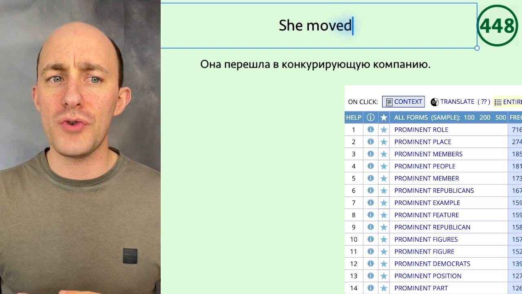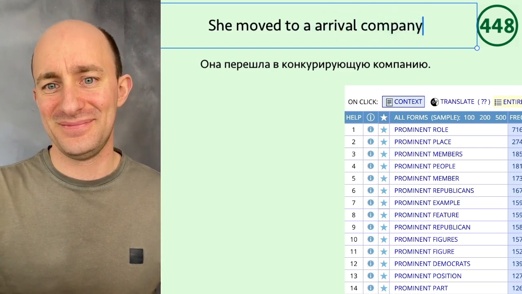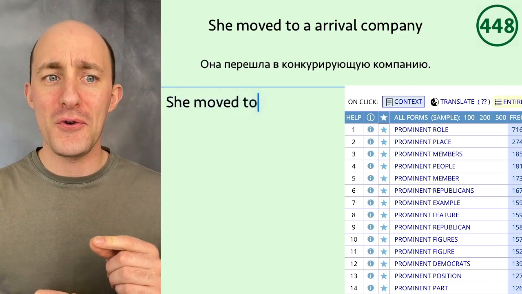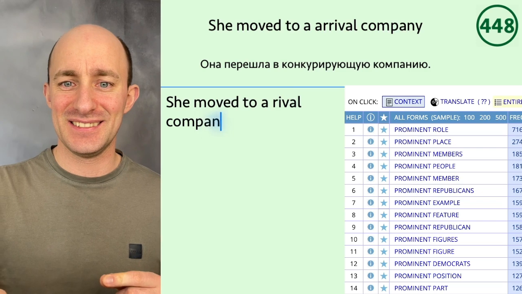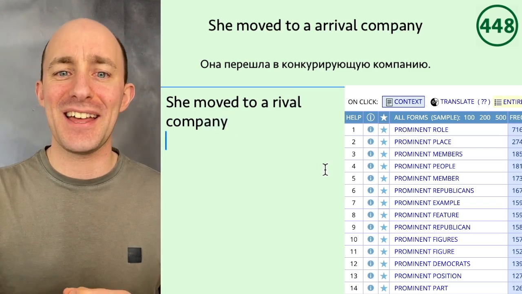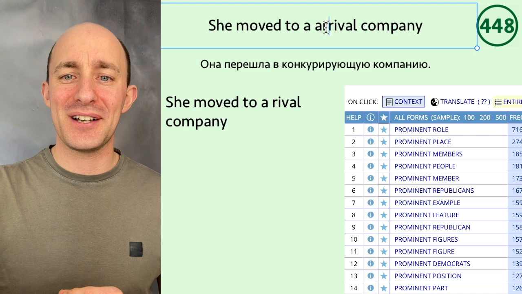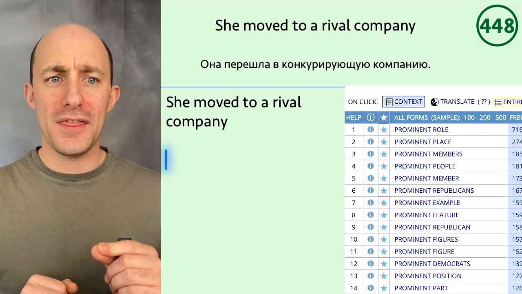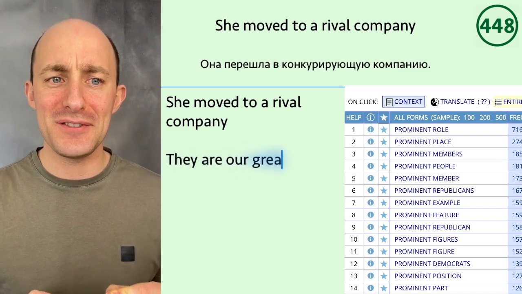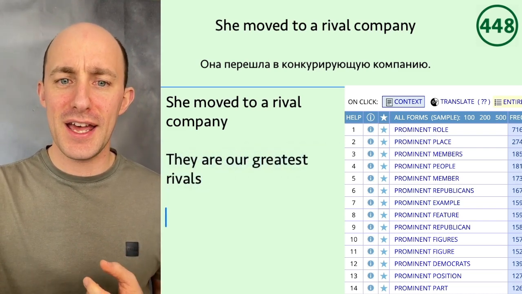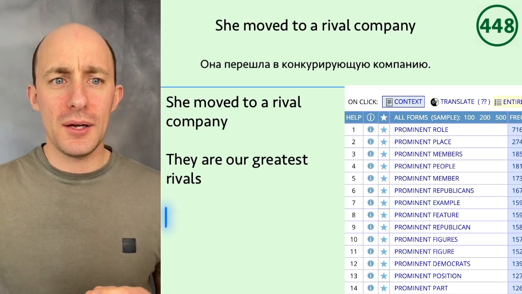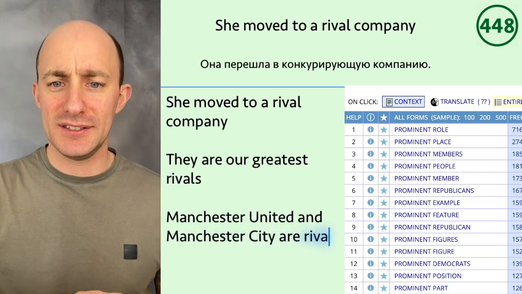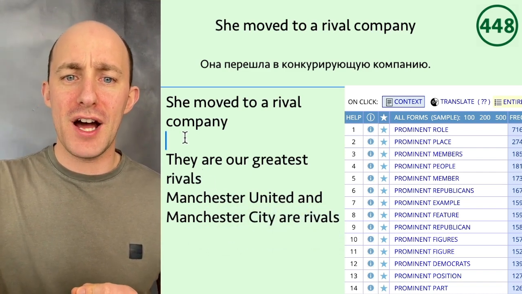She moved to a rival company. Try again. She moved to a rival company. There, I had to say it slowly to get the words there. A rival company. Конкурирующая компания. They are our greatest rivals. For example, we might say Manchester United and Manchester City are rivals.